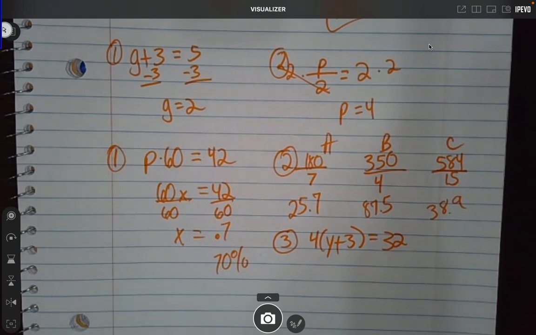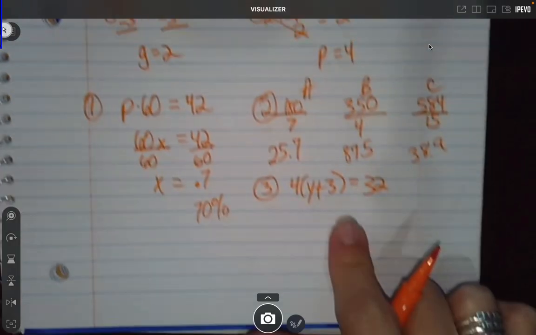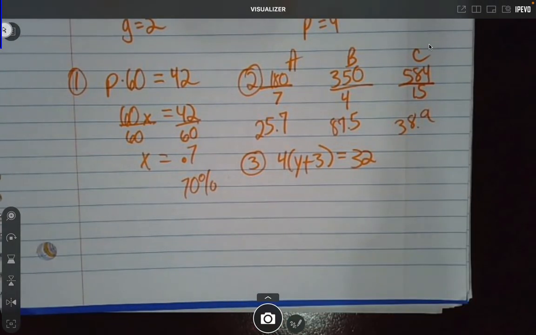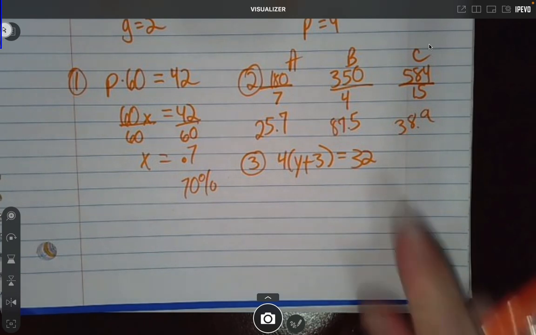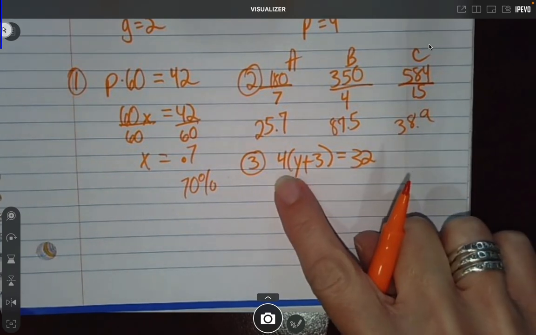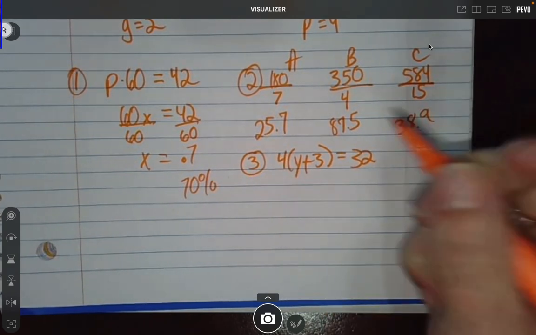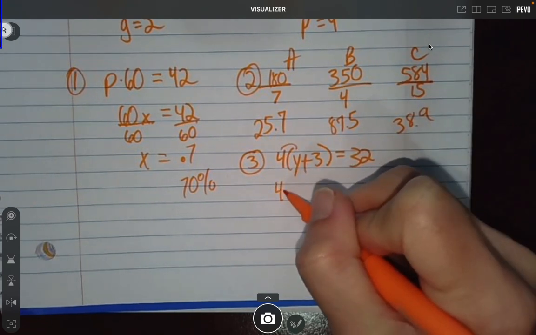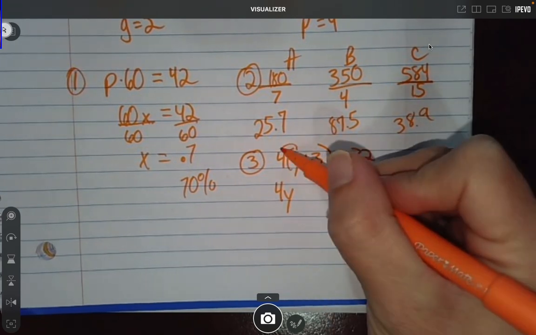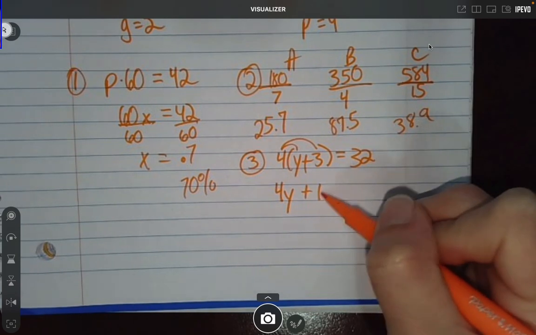Okay. All right, next thing. Number 3. Again, this one, it's just a number outside of parentheses, so what should you automatically know to do with that? Multiply, okay? 4 times y. 4y. What's 4 times 3? 12.